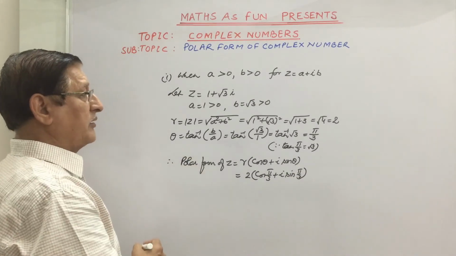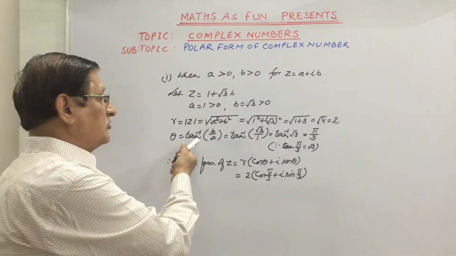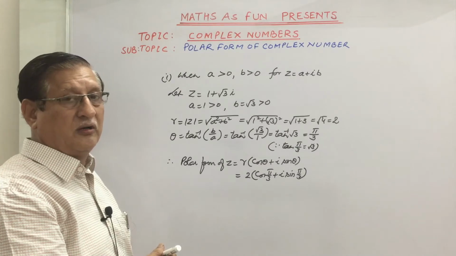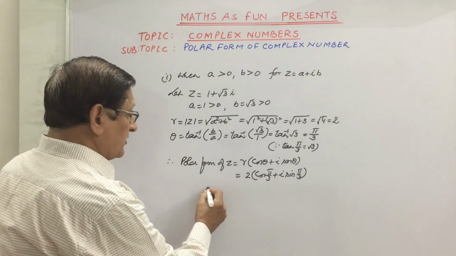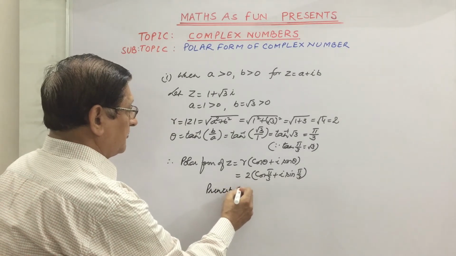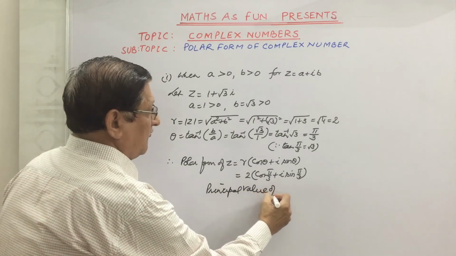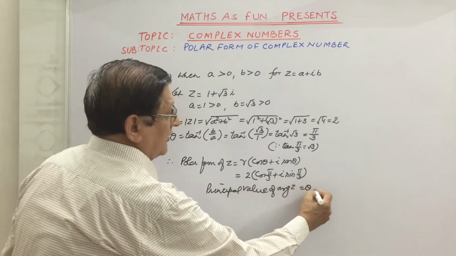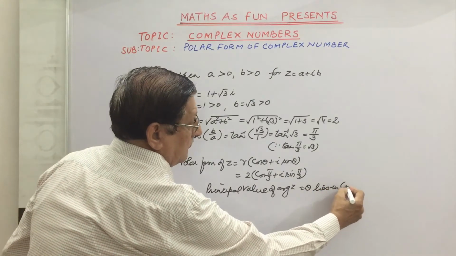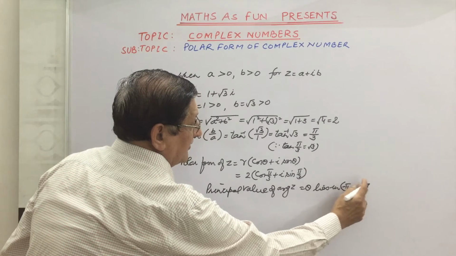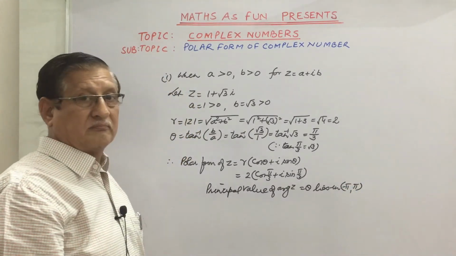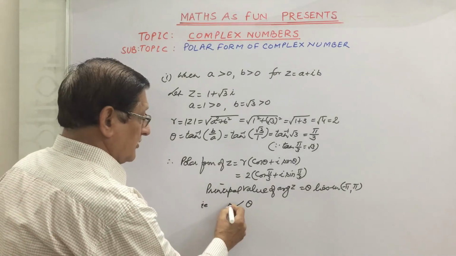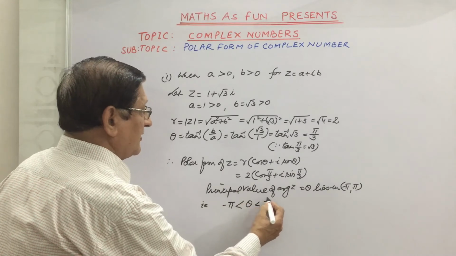The main thing we have to keep in mind here is to find out theta. We have to be very particular and very careful in finding this theta. Why? Because we should know that the principal value of the argument of z, that is theta, lies between minus pi and pi only.